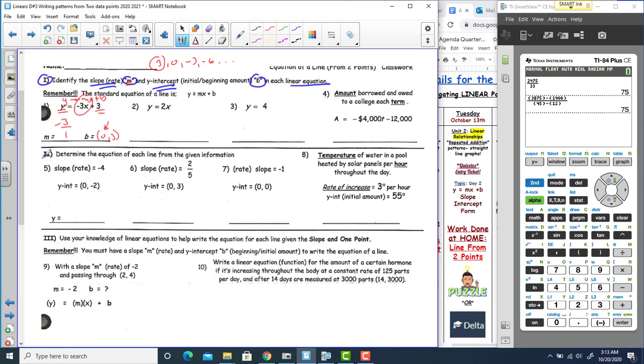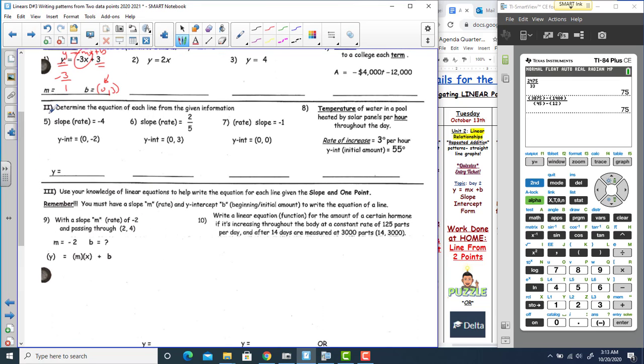In a moment, I'm going to ask you to do 2 through 4 on your own. For Roman numeral 2, ladies and gentlemen, we're going to determine the equation of a linear pattern from the given information. So I'm suggesting to you in number 5 that if you have a linear relationship whose slope is negative 4, or rate of change, or repeated addition, and the pattern starts at negative 2, could you possibly write a relationship to describe that?